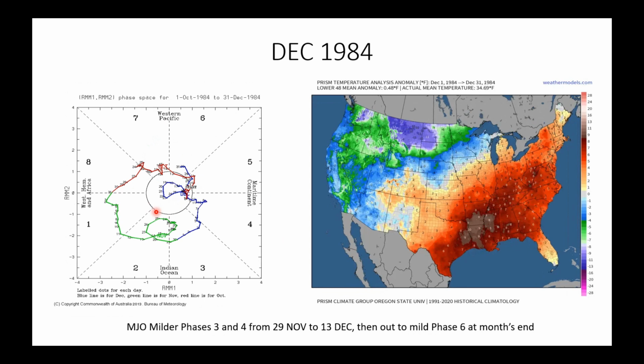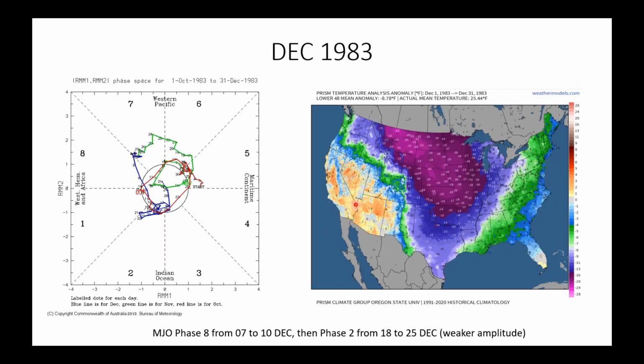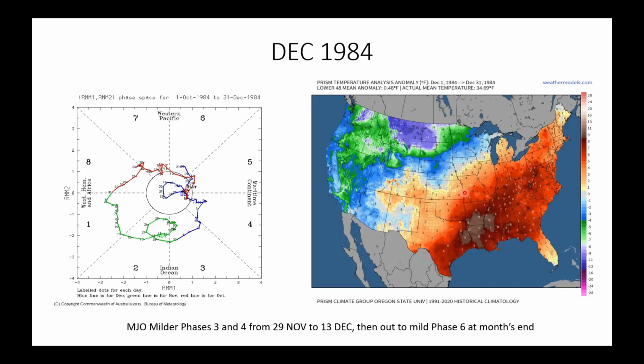Moving on to December 1984, that next year in December, it's a completely different story here. Look at the orange coloring indicating well above normal temperatures for the eastern U.S. All the cold stayed back in Montana, northern plains, back to the west coast. Look at the difference here, December 84, December 83. Impressive. And let's take a look at the MJO phase diagram over here on the left and see what happened.